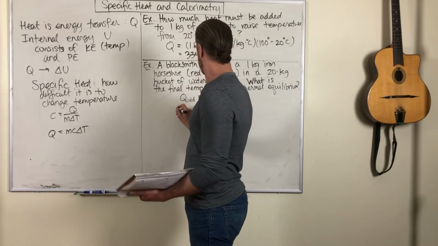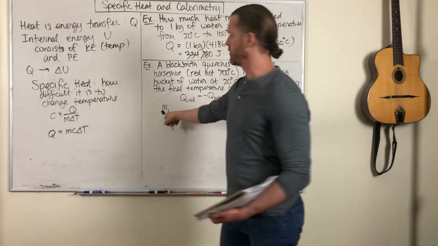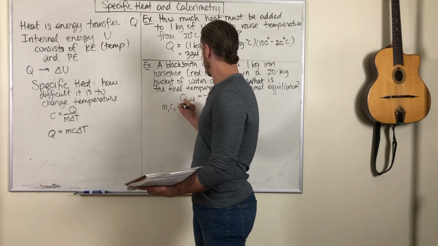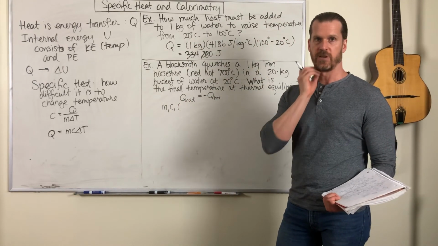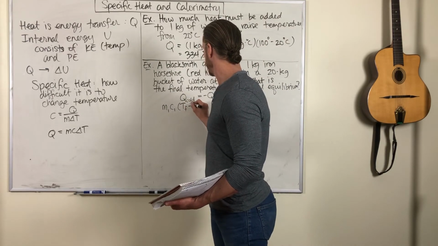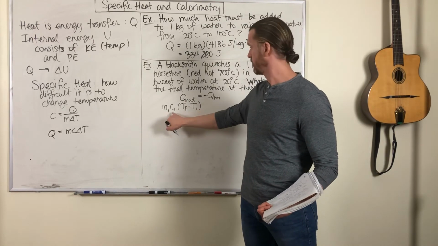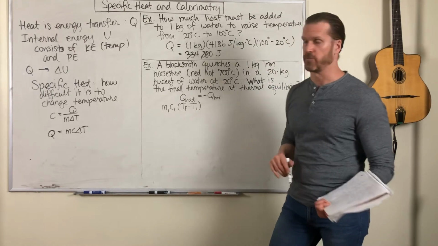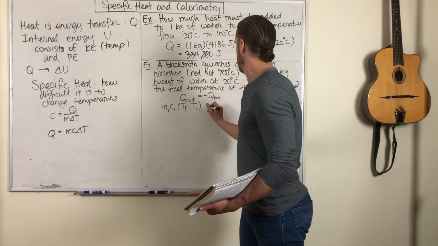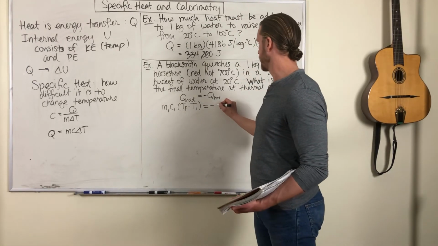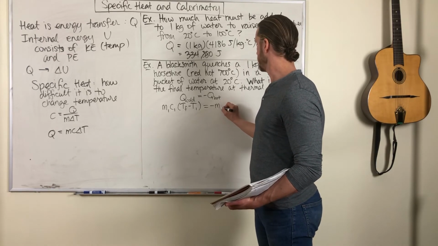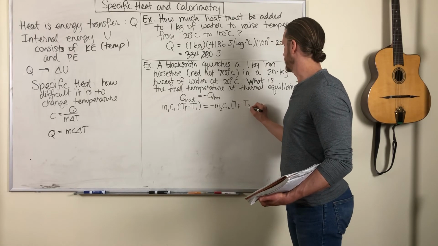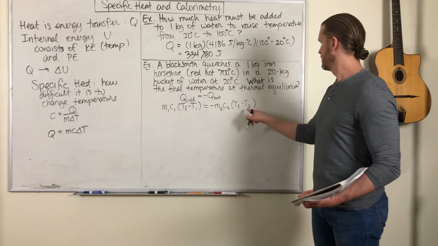So this water, let's say, I'm going to use label 1 for the water. M1C1 times the change in temperature for the water. So the change in temperature is T final for the system minus the initial temperature of the water. Okay, mass of water, specific heat of water, final temperature of the whole system of the bucket of water plus the iron, minus initial temperature of the water. It's just this equation. And that equals minus the same thing for the iron. Horseshoe's made of iron. M2C2, that's for the horseshoe. T final minus the initial temperature of that horseshoe, which I'll label T2.